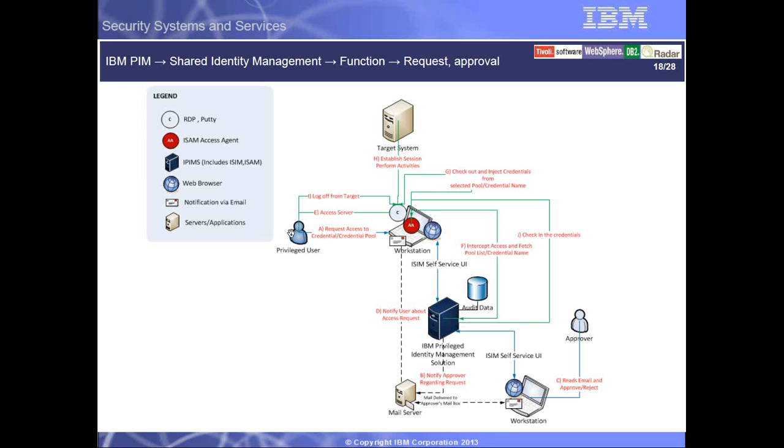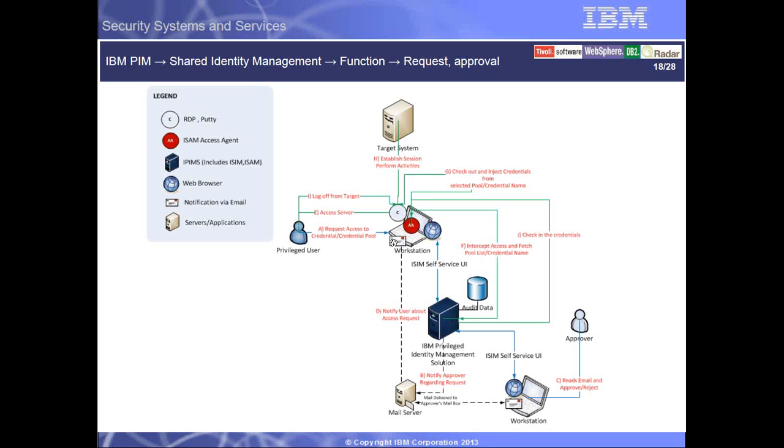Let's start. So there's a privileged user. He goes to this web browser and makes a request for a credential. Once the request is received, it goes to the approver, who approves it. The approver gets it in his mailbox, logs into that browser, and approves it. It goes back to the user in a notification saying the access is granted. I'm just considering a happy path here.